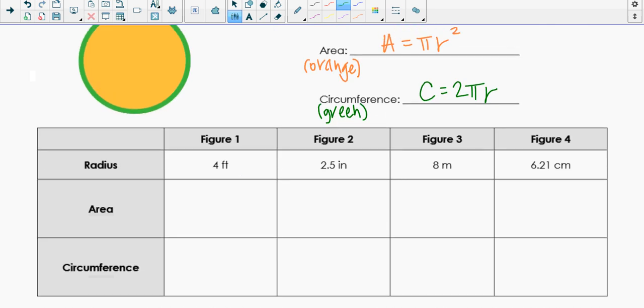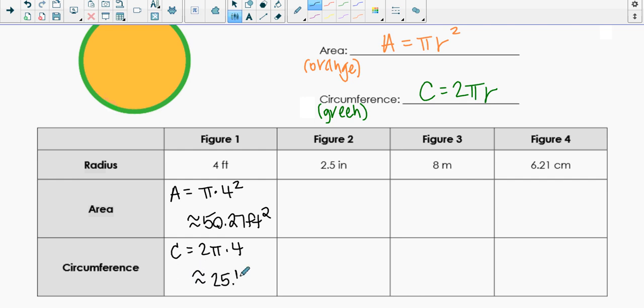We're just going to quickly review them. If the radius of a figure is 4, to find the area, I will do pi times 4 squared. So that is about 50.27 feet squared. And the circumference would be 2 pi times 4, or 8 pi, which gets you about 25.13 feet. Remember, this is a distance because it's like perimeter, so you don't square that.